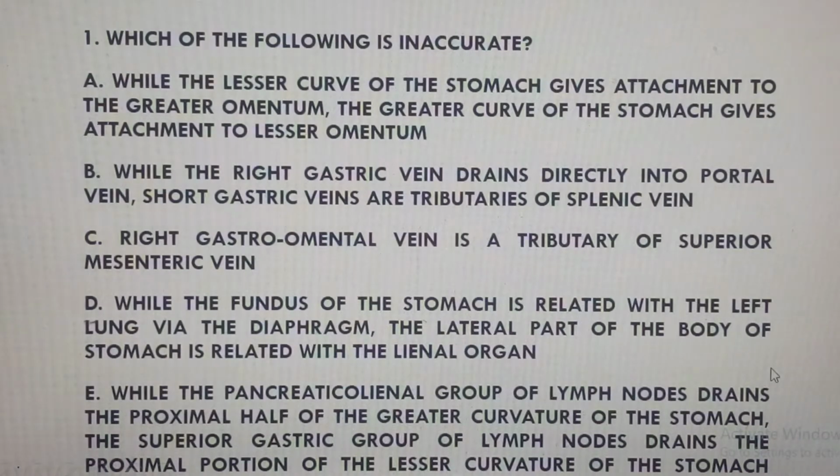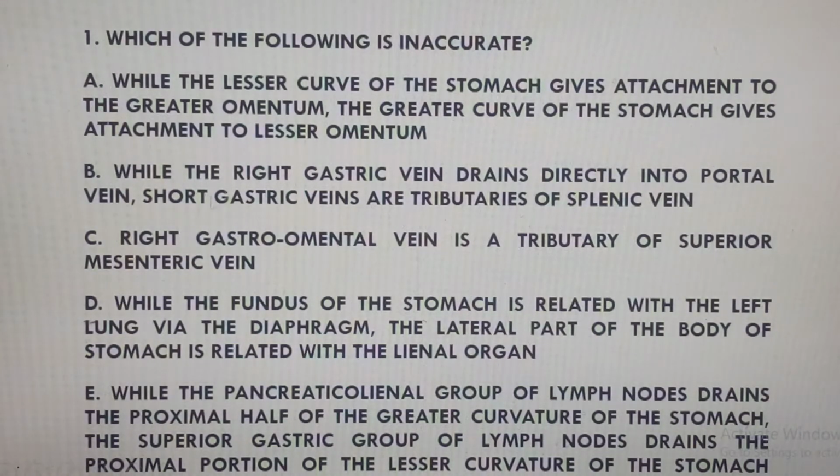And we begin this revision exercise with question number 1. Question number 1 says, which of the following is inaccurate? Option A says, while the lesser curvature of the stomach gives attachment to the greater omentum, the greater curve of the stomach gives attachment to lesser omentum. Now, this is a wrong statement.